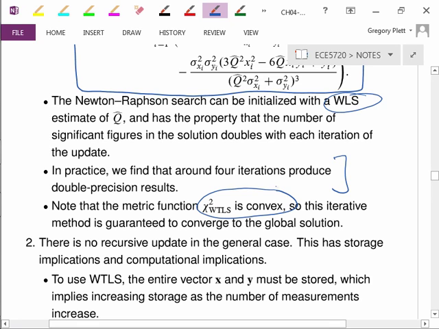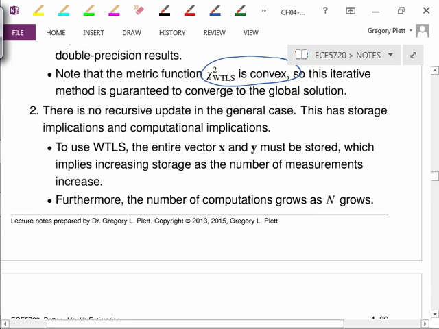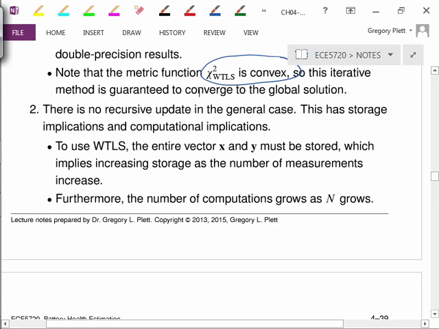So point number 1, there is no closed form solution. We can find a solution, but it's a numeric method, which takes some time. Point number 2, there's no recursive update.